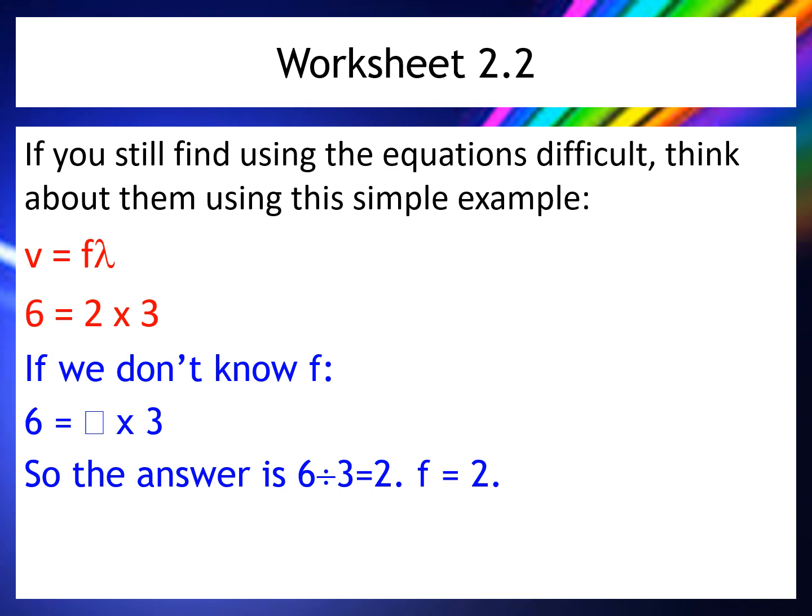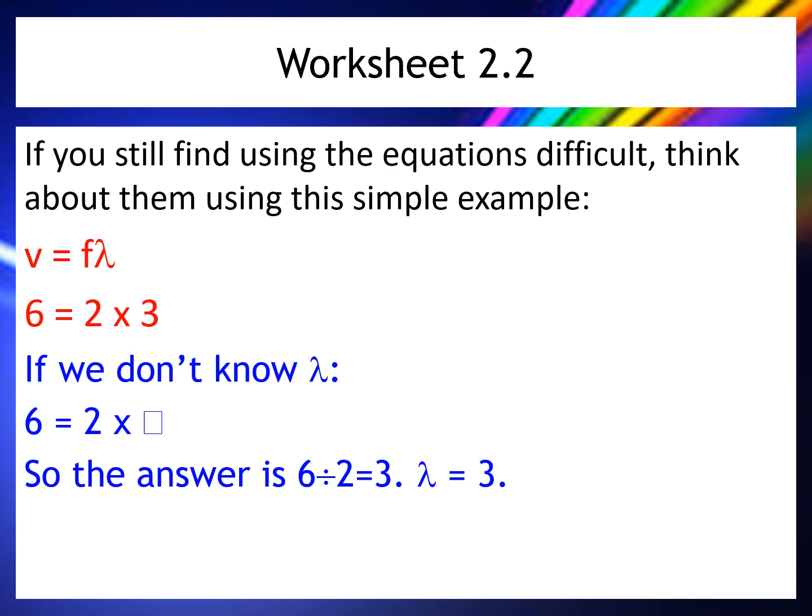In this version, the thing I don't know is f. So I've got 6 equals something I don't know multiplied by 3. So 6 equals the box times 3. Now we know that the answer going in the box is 2. If I want to work out how I get to 2, I must have done 6 divided by 3 to equal 2. So if I'm rearranging this equation, I would have to do 6 divided by 3, or in this example, v divided by lambda, to get the missing number.